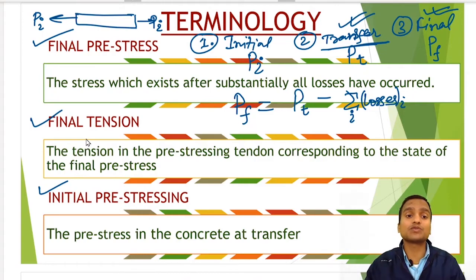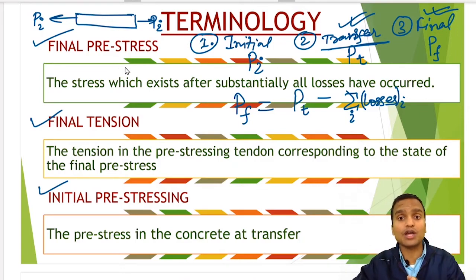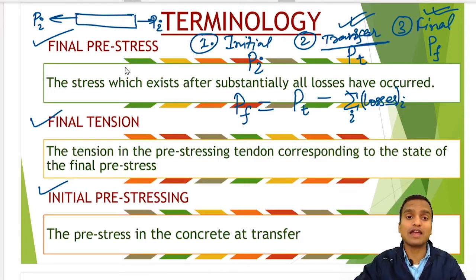अब मैं कई बार बता चुका हूं, टेंशन जब भी बोला जाए तो वो टेंशन होता है टेंडन में, और प्री स्ट्रेस जब बोला जाए तो प्री स्ट्रेस होता है कंक्रीट में. ओके, सो फाइनल टेंशन इज द टेंशन इन द प्री स्ट्रेसिंग टेंडन कॉरेस्पॉन्डिंग टू द स्टेज ऑफ फाइनल प्री स्ट्रेस. जब सब कुछ लॉस हो चुका है उस समय टेंडन में कितना टेंशन है, सो दैट विल बी समथिंग एल्स and it will not be equal to Pi. Okay, final tension will not be equal to Pi. Pi हमने शुरू में इंट्रोड्यूस किया था टेंडन्स में.